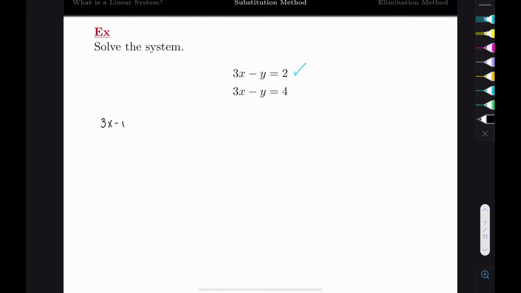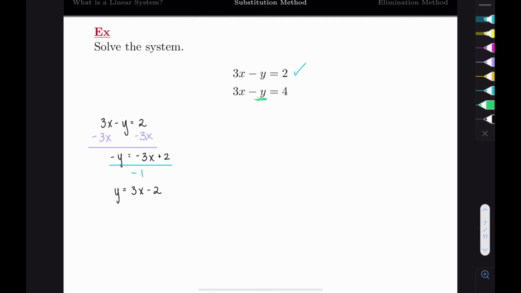So we've got 3x minus y equals 2. We'll go ahead and subtract the 3x from both sides. And that leaves us with -y is -3x plus 2. And then we need to get rid of that minus sign. So really, I'm just changing the sign on everything, just the same as dividing by -1. So we get y equals 3x minus 2.